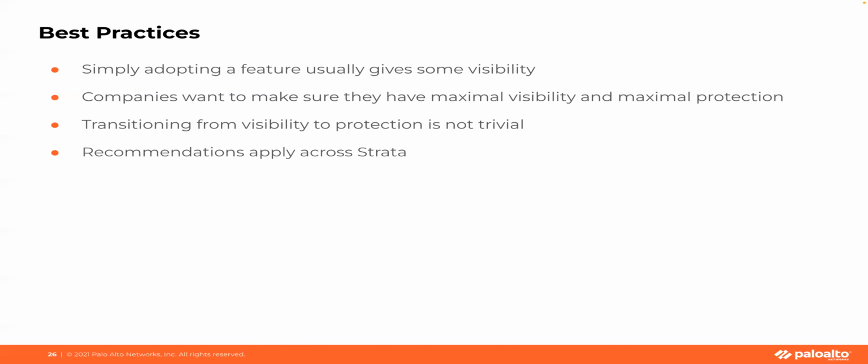But simply adopting a feature typically only gives us some visibility. Typically, when companies adopt security features, they'll be very cautious and start with an alert-only mode, which is a great way to gain visibility and should definitely be the starting point. But that only gives us some visibility, sometimes not even complete visibility. What companies want is maximum visibility and maximum protection, because that's the only way to reduce the risk and improve the security posture. Now, obviously, this is easier said than done. Transitioning from visibility to protection is not trivial.